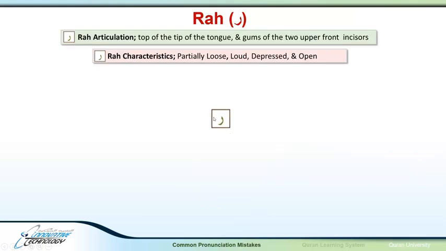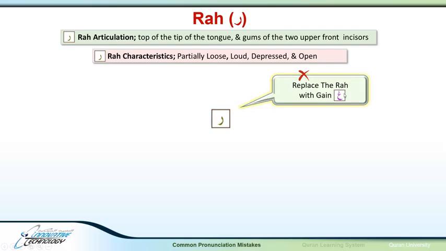We'll proceed now with the common mistakes of the ra, and the first one is replacing the ra with a ghain. Ghar-Rahman, Ghar-Rahim instead of Ar-Rahman, Ar-Rahim is wrong, and the proper way of pronouncing it is الرحمن الرحيم. We need to avoid replacing the ra with a ghain.